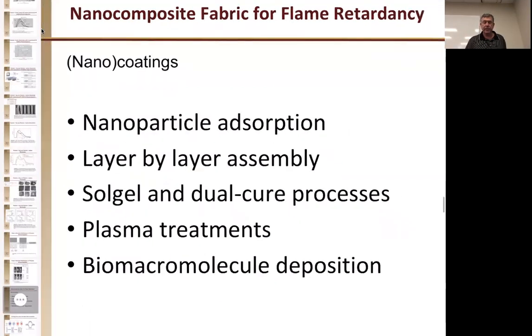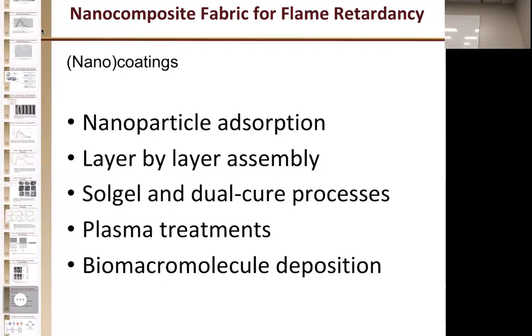So there's a bunch of different ways that you can do this. There's nanoparticle adsorption: just get an active nanoparticle, soak your fabric in it and do it that way. Then there's layer by layer assembly, which is a little different because you're using alternating positive and negative things to get them to stick. Then there's a sol-gel and dual cure process, where you're growing the particles inside the fabric and then squishing out the water, or solvent, at the end. Then there's plasma, and they also talked about biomolecule deposition, which I'm not going to cover.